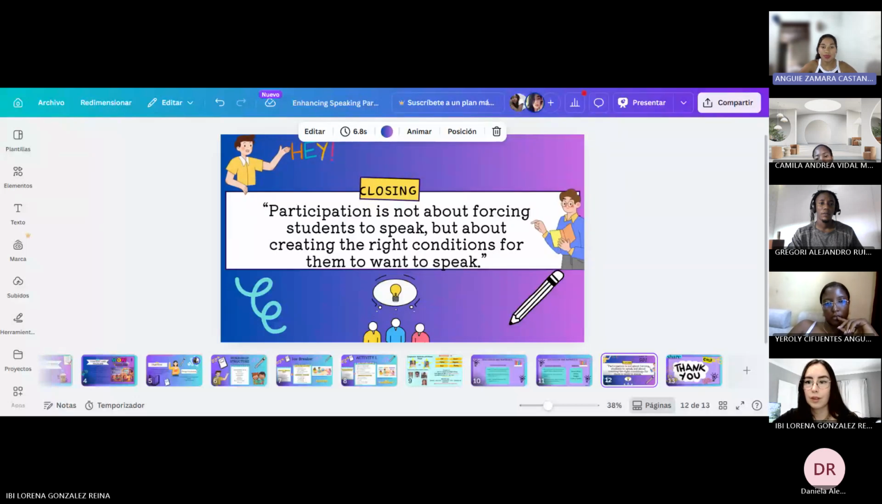It's important to remember that participation is not about forcing students to speak, but about creating the right conditions for them to want to speak. Okay?